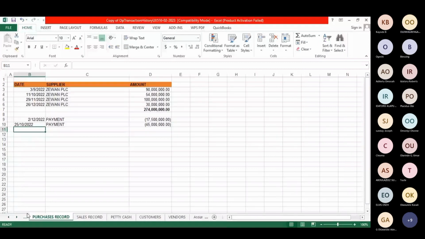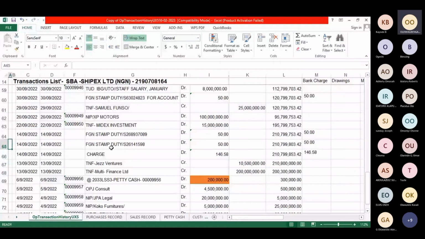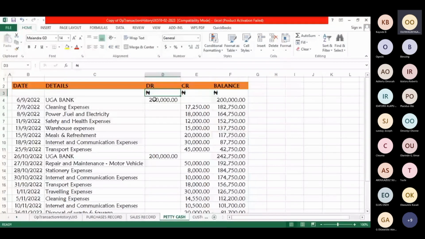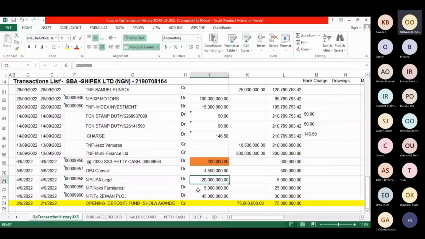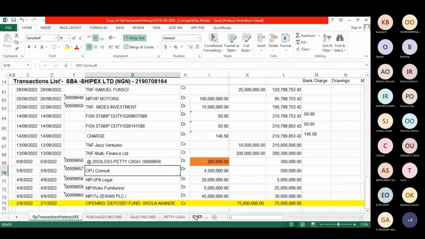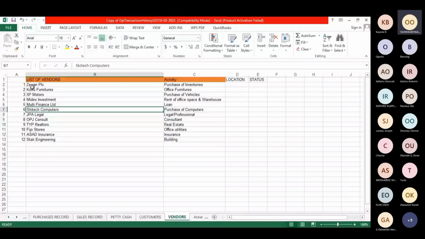So let's continue. I have my petty cash on the 6th of September. When I go to 6th of September, under petty cash, I can see an inflow here, but from the bank is an outflow into my petty cash. Then I come here and say, continue, and say OPJ consult. Let me go to my vendor list. Who is OPJ consult? It is a consultant. Okay, noted.